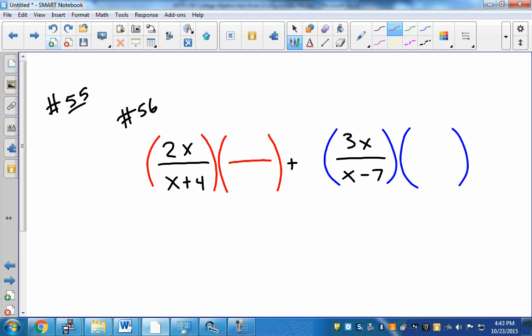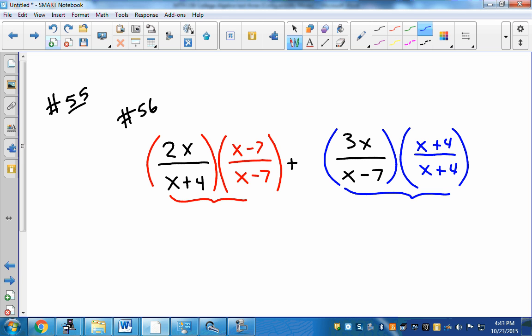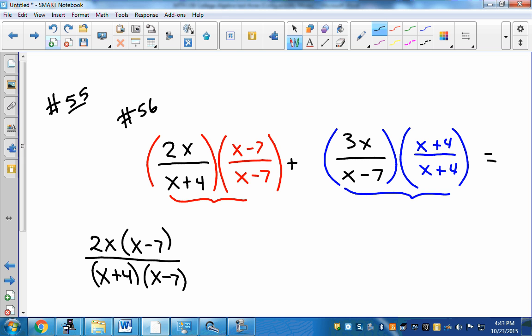So if I do x minus 7 over x minus 7, now look at that denominator. And if over here I go x plus 4 divided by x plus 4, look at that denominator, and now the denominators are the same. So let me sort of rewrite this. Over here I have 2x times x minus 7 over this denominator, x plus 4 times x minus 7. And to that I have 3x times x plus 4 over x plus 4 times x minus 7.